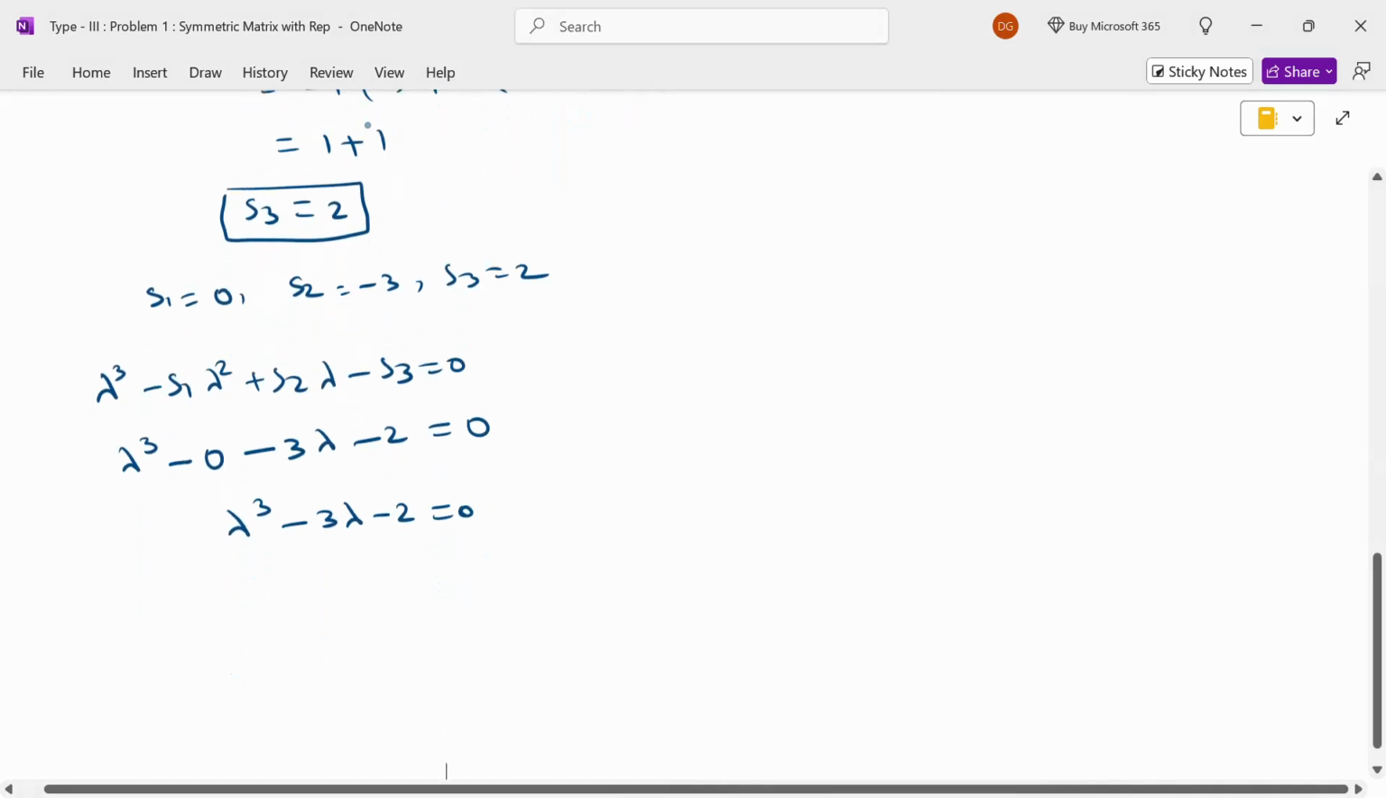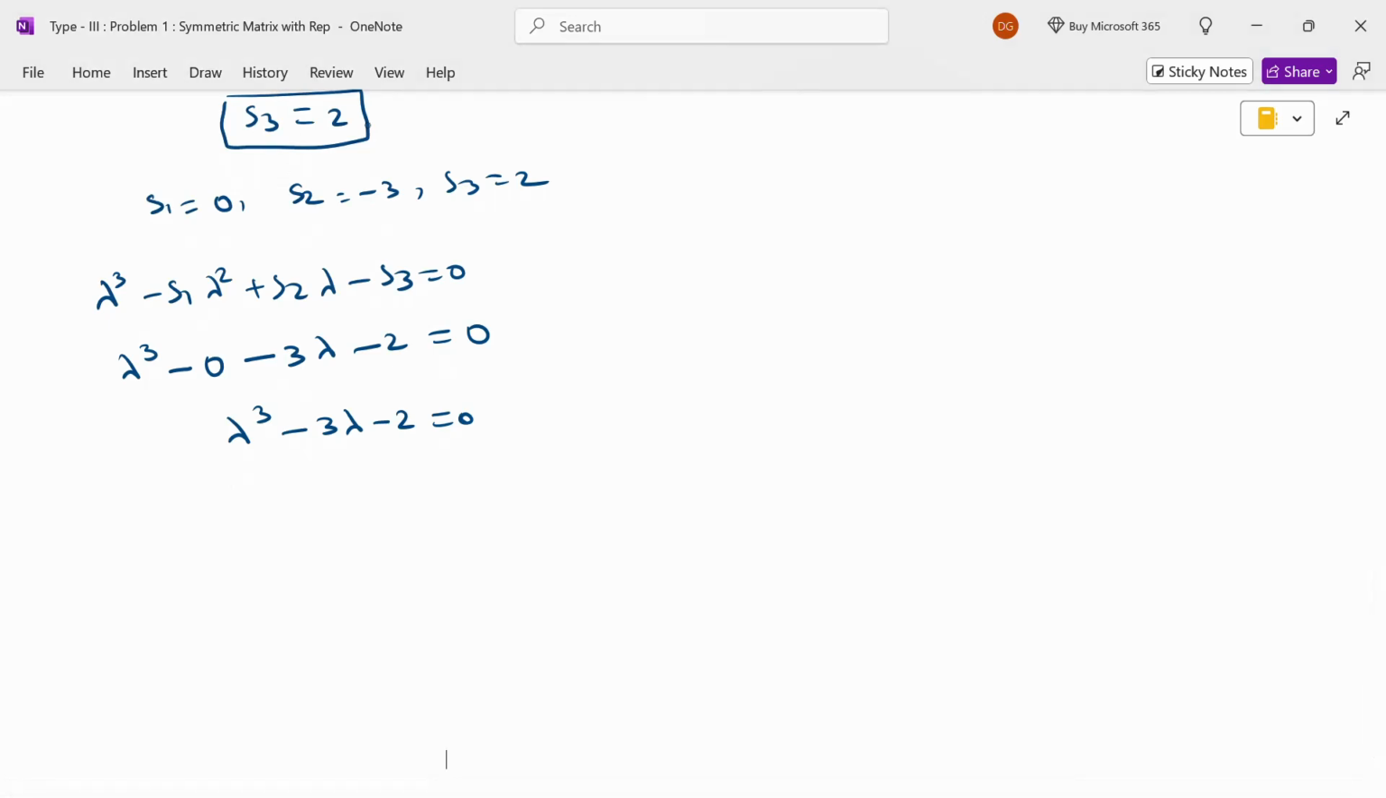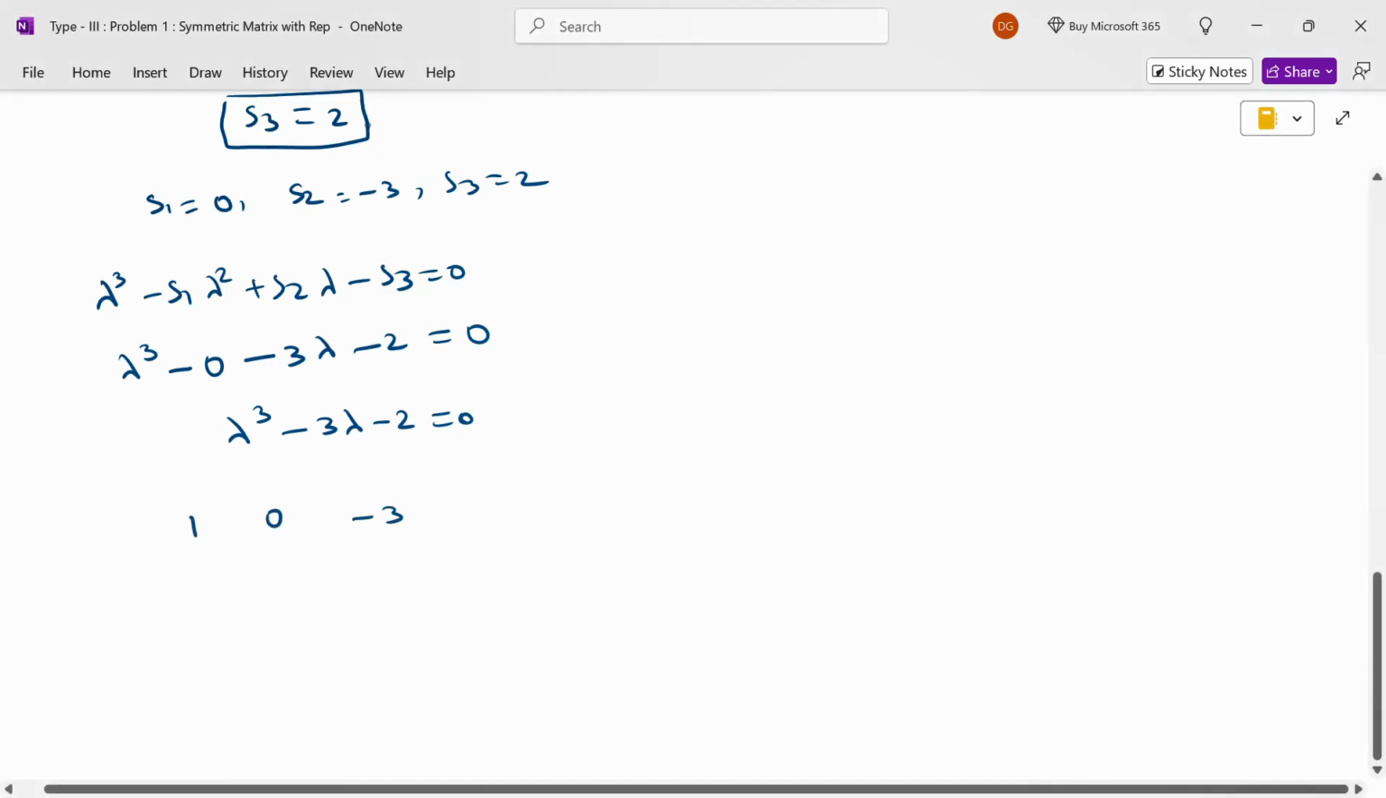To solve this equation, use the calculator method or the long division method. Whichever is convenient for you, try that. Now in this problem I am using long division, taking the coefficients 1, 0, minus 3, minus 2.